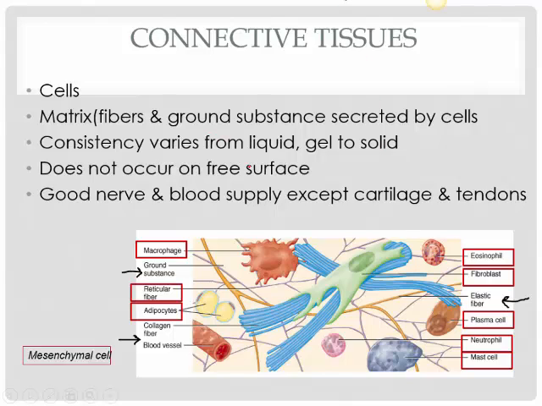Connective tissue does not occur on a free surface. Remember, epithelium had one free surface. The apical surface was free. Connective tissue does not occur on a free surface. It occurs below the epithelium, or it occurs between muscle or below muscle, but there's no free surface to it. It has a good nerve and blood supply. Remember, epithelium didn't have a good blood supply, but this does, except cartilage and tendons, which tend to have a poor blood supply, so they don't heal as fast.